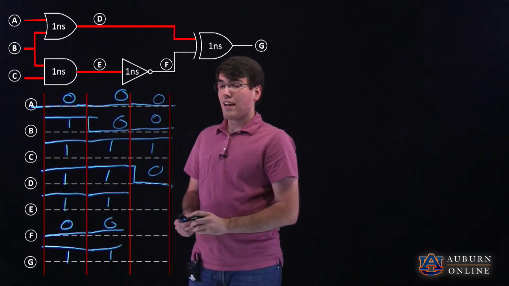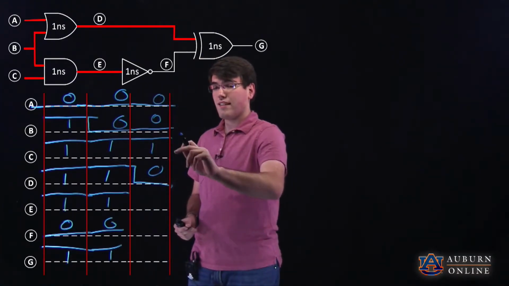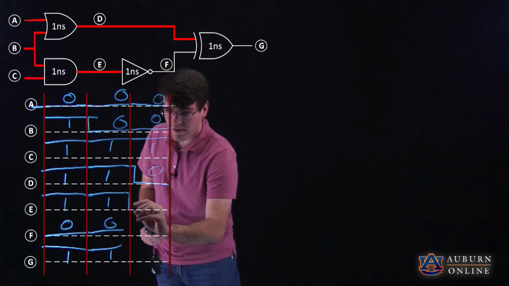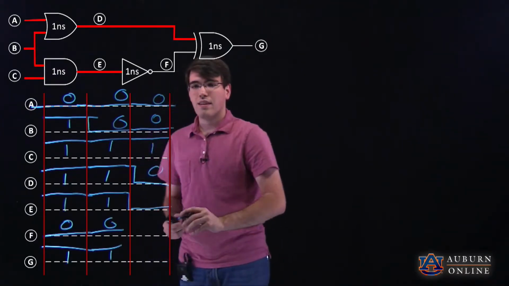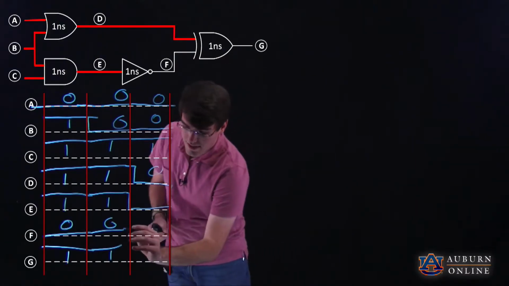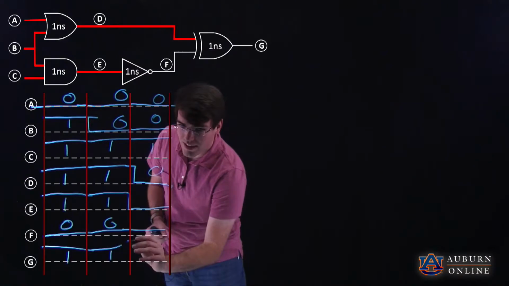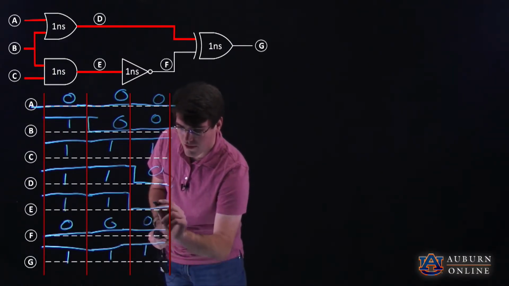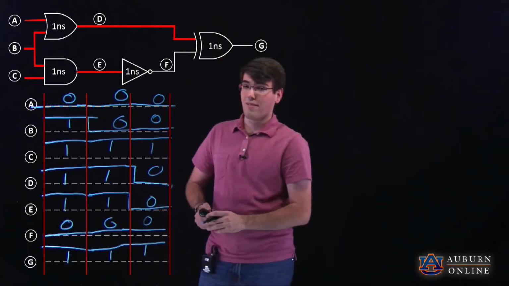E is now the AND of B and C, which is 0 and 1 gives us a 0. F has not had time to react yet, so it stays as 0. And G has not had time to react yet, so it stays at 1. I'll just fill in those numbers so we don't forget what they are.